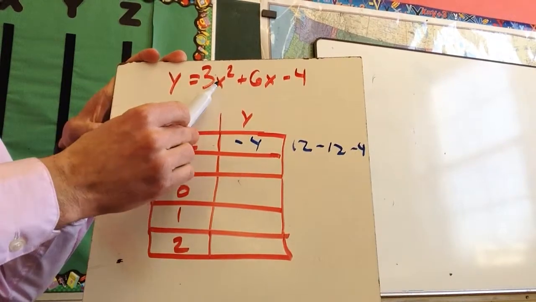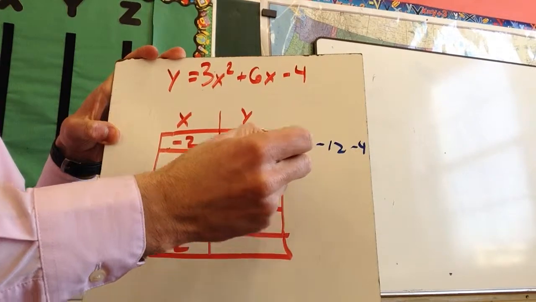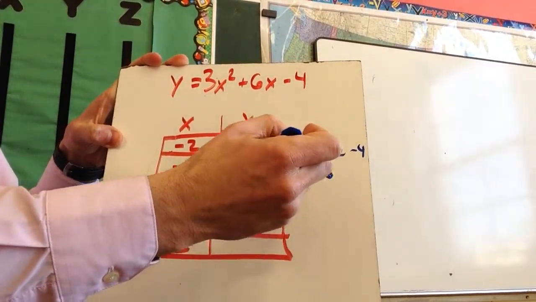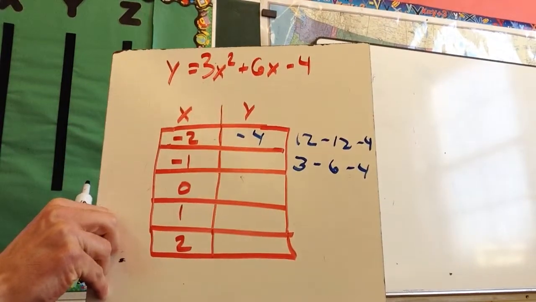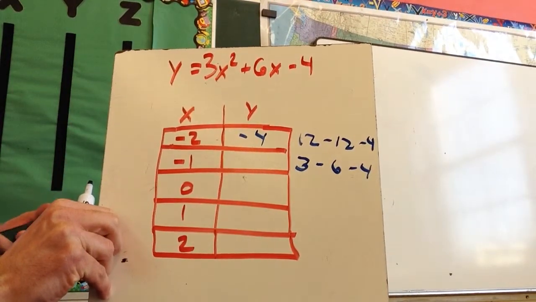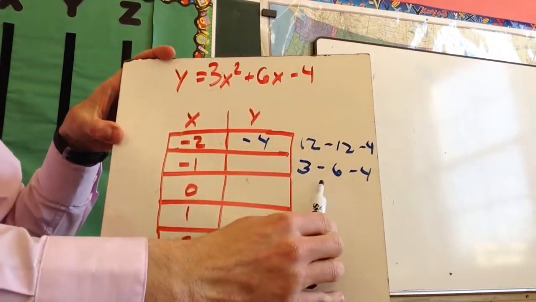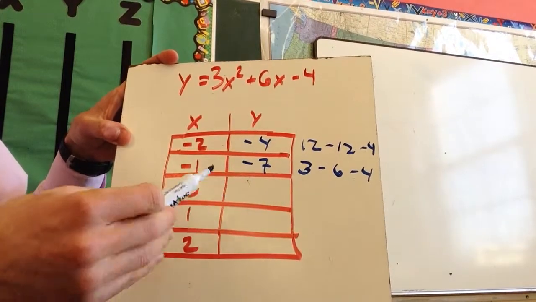Then take negative 1. Negative 1 times negative 1 is positive 1. 1 times 3 is 3. Negative 1 times 6 is negative 6. And then negative 4. So now I'm going to go 3 minus 6 minus 4, and so this is negative 3 minus 4, so this is going to be negative 7.